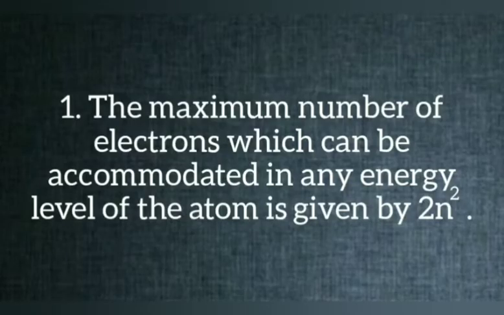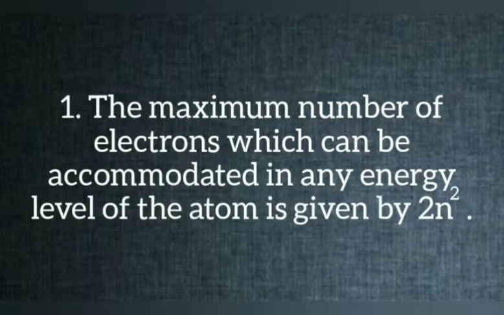Let's study the rules of arrangement of electrons in the orbits. The first rule says the maximum number of electrons which can be accommodated in any energy level of the atom is given by 2n square. Here 2 is the number and n means the number of the orbit. For example, K is the first, L is the second, M is the third, and so on, and the square of that number.